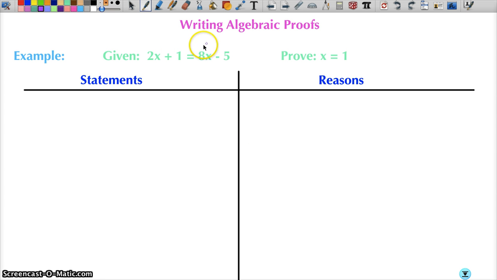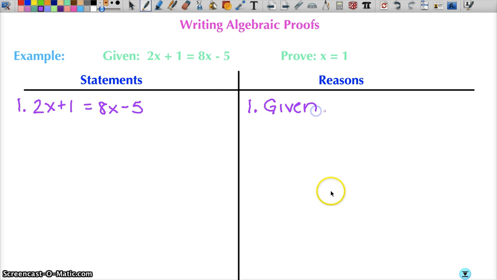So when you're constructing a proof, you're going to have two columns, so statements in the left column and then reasons in the right column. And so then what you're going to do is you're always going to start with step one being your given statement, so 2x plus 1 equals 8x minus 5. And so your first reason is always going to be that it's given to you. And that's like the easiest part of all of it.